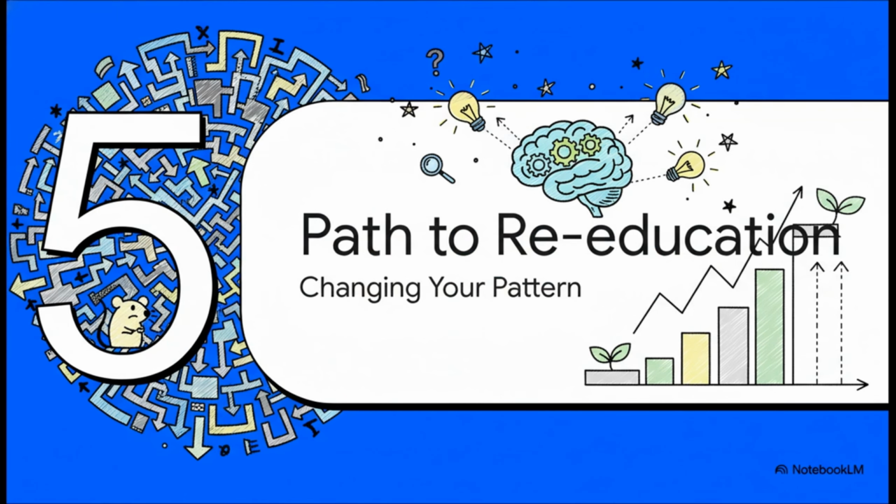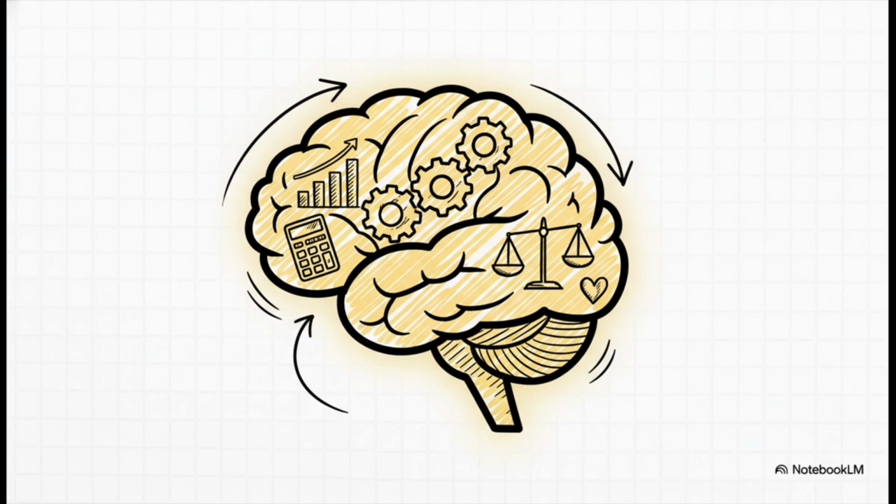So the big question is, how do you change your pattern? How do you actually escape that rat race? Well, it's not about getting another degree or just memorizing some new information. It requires a fundamental re-education of how you think. The answer isn't just to work harder at your 9 to 5. It's to literally retrain your brain to see the world through the eyes of a business owner or an investor.